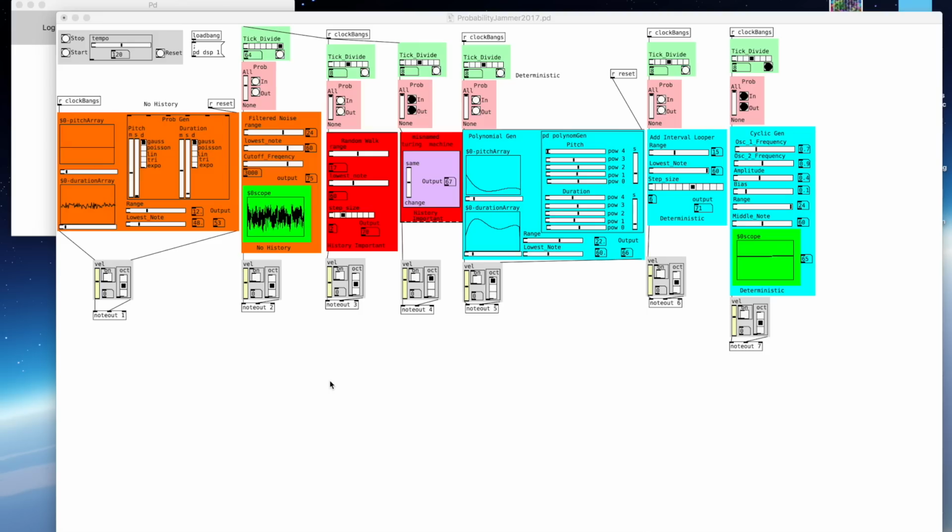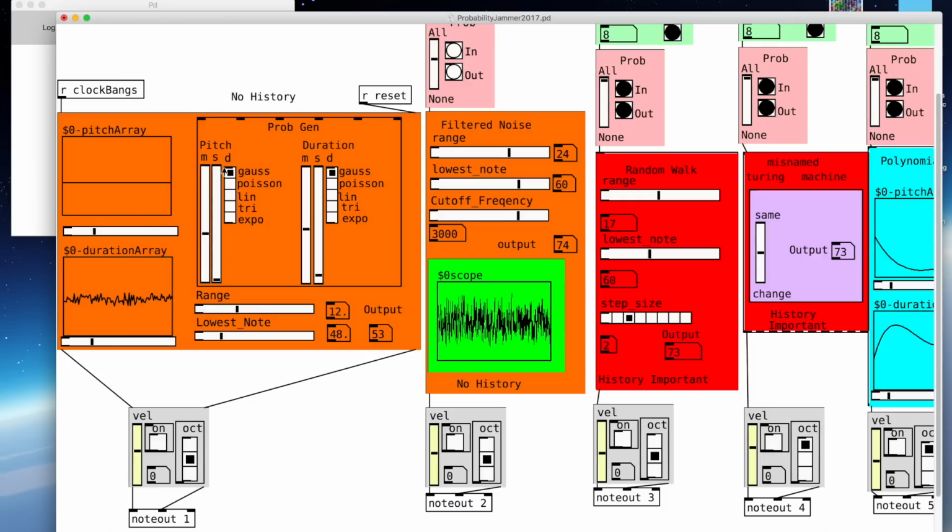In this video, I'm going to be talking about the generator which produces musical output based on probability distributions. This is this module here. Let's zoom in. Here we have the module. It's currently playing a sound.